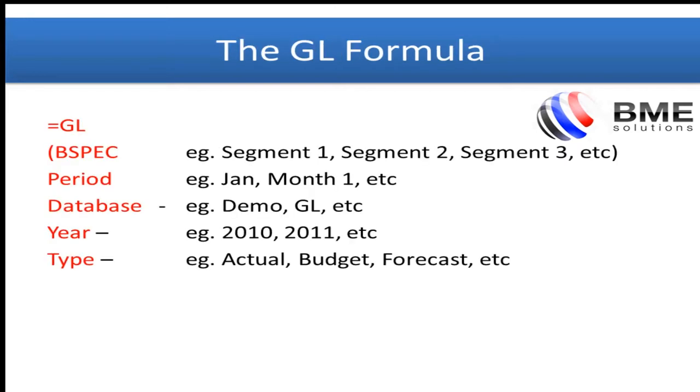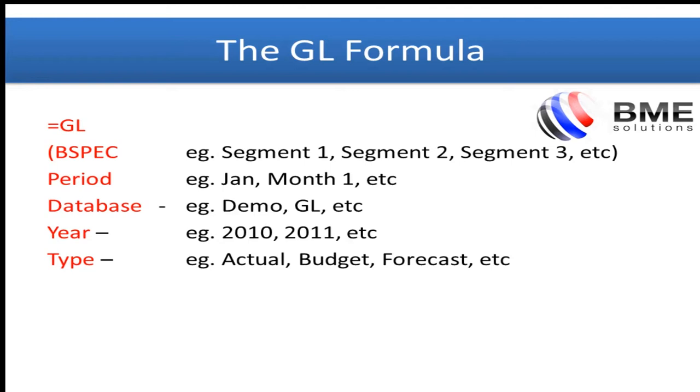Okay, the GL formula, which we're going to go through first, is a little scary to look at in the beginning. It's effectively a formula which starts with equals GL. It only works once you've got F9 installed, and it points to various accounts parameters. So we type in equals GL, we then say open bracket bspec, and what that bspec does is then we point to the segments that we want to report off. So in your case it may be nominal code, department, project code, those sorts of things. In our case it's going to be segment 1 location, segment 2 nominal code, and segment 3 department code.